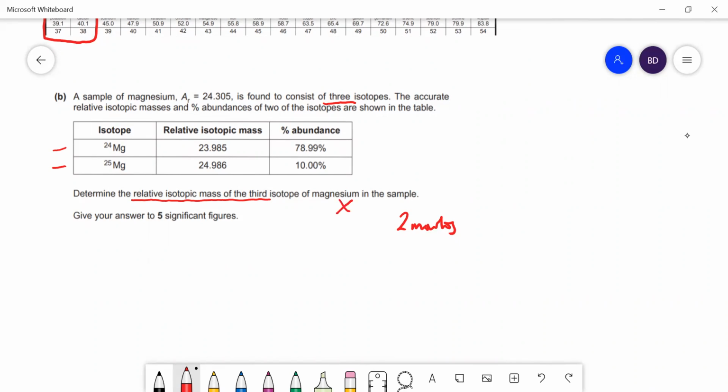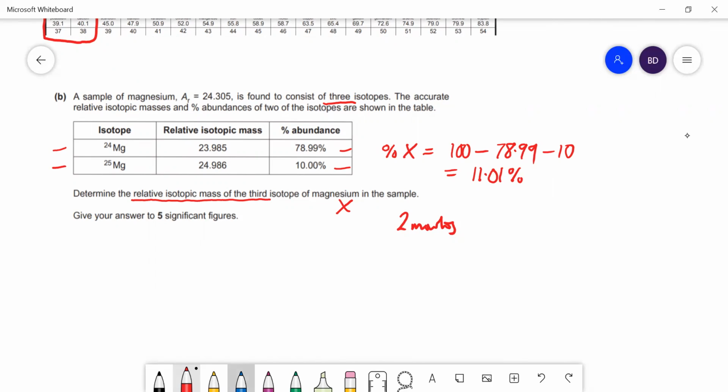Let's say it's X. We need to work out the relative abundance of X. So the abundance of X is going to be 100 minus the 78.99 minus 10. We've all got to add up to 100, obviously. So that is going to give us 11.01%.